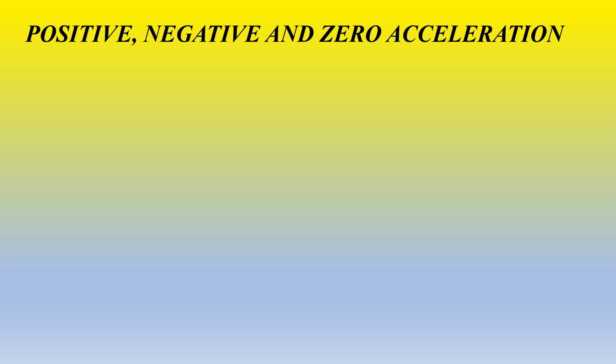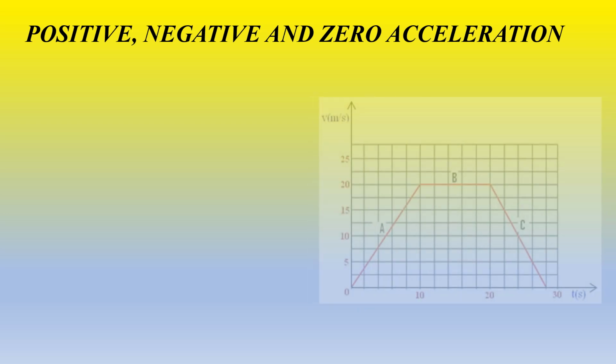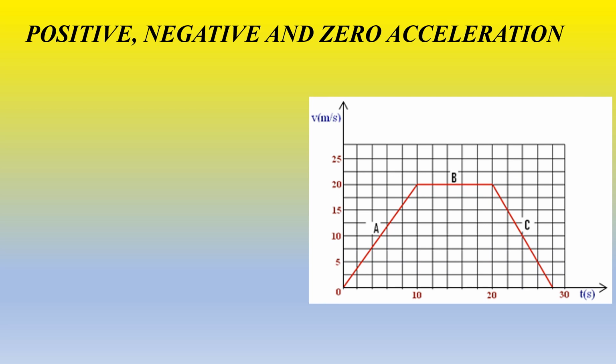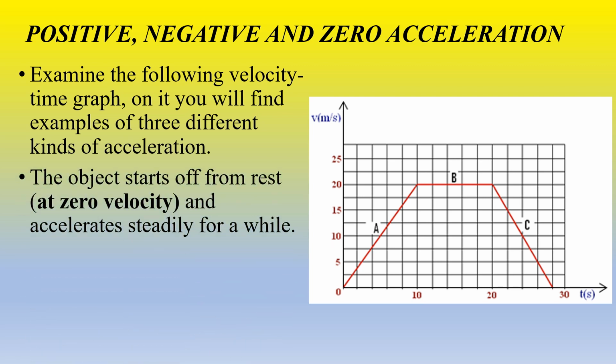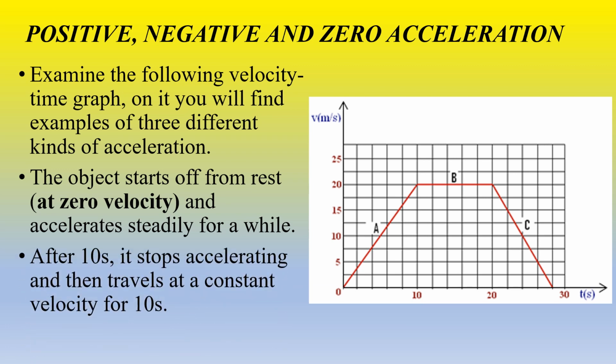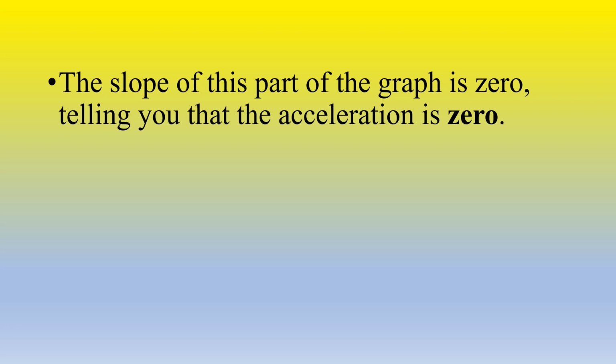Positive, negative, and zero acceleration. Examine the following velocity time graph. On it you will find examples of 3 different kinds of acceleration. The object starts off from rest, at 0 velocity, and accelerates steadily for a while. After 10 seconds, it stops accelerating and then travels at a constant velocity for 10 seconds. The slope of this part of the graph is 0, telling you that the acceleration is 0.